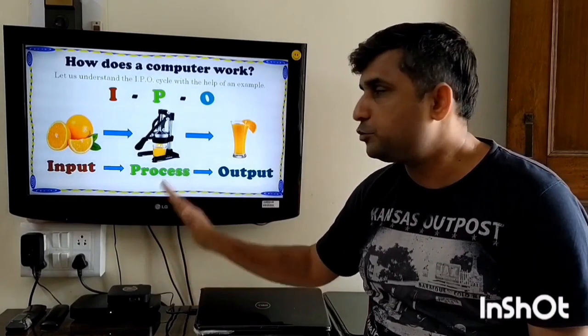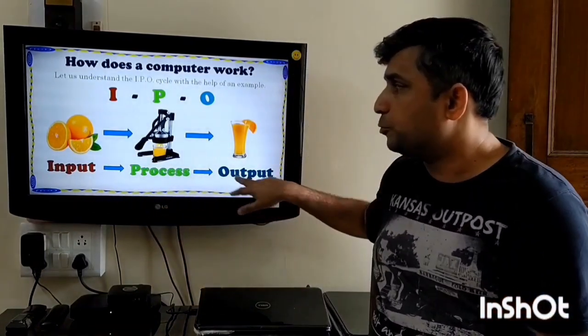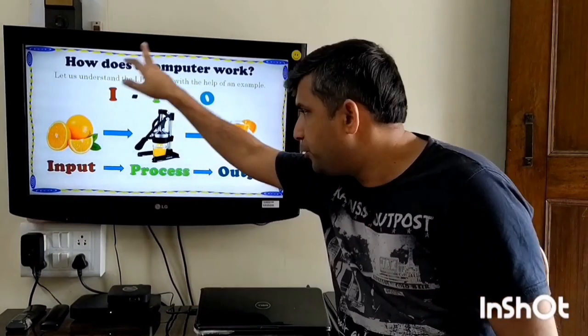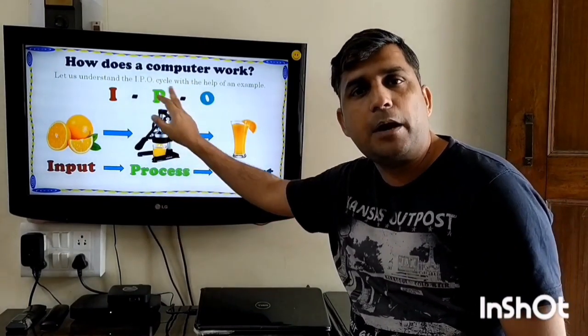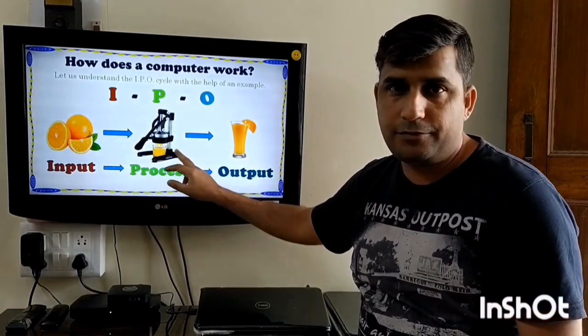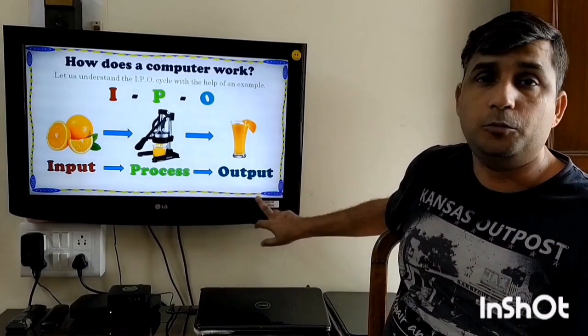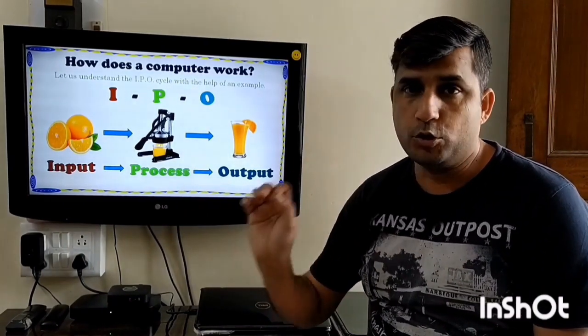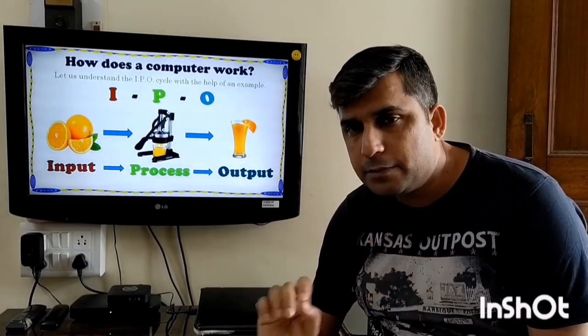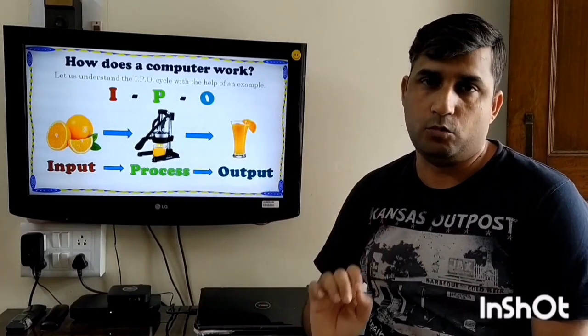IPO is very, very simple to understand. Input, process, output. You give the computer instructions, the computer will take those instructions and compare them to whatever it has with itself, and then it will give you an output. This is how a computer works. This is a very simple way to understand how a computer works.